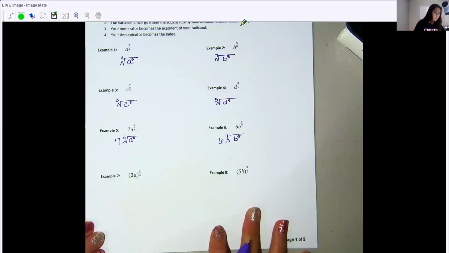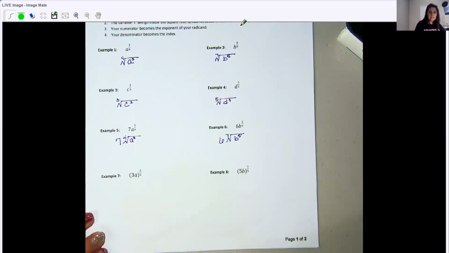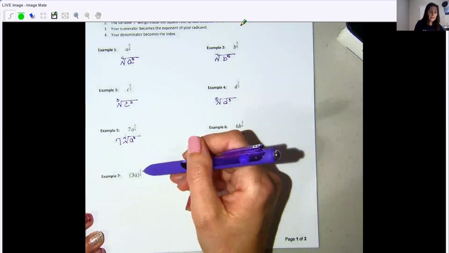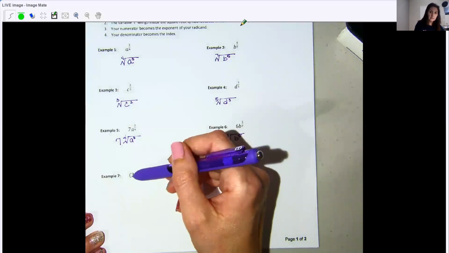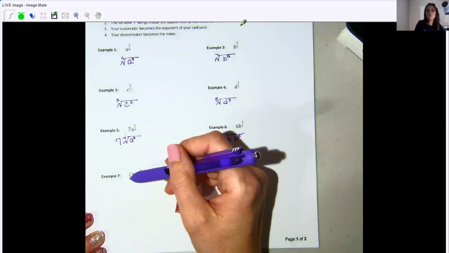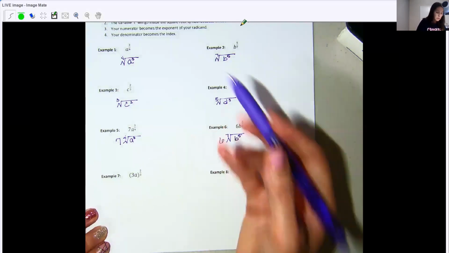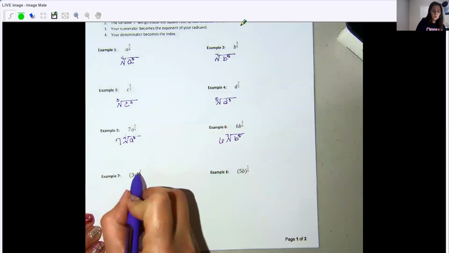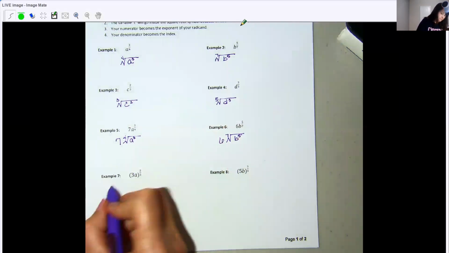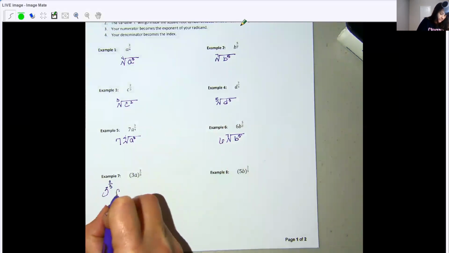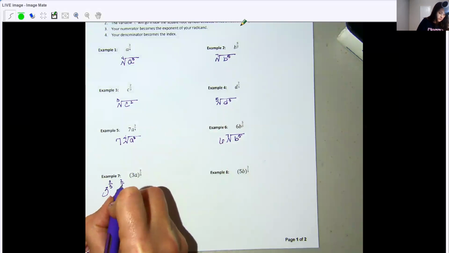Okay, examples 7 and 8 are just slightly different. Notice that you have a term inside of a parentheses with the exponent on the outside. That means that we have to apply the exponent to both terms, and then both of those terms will end up going into your radical symbol. So my very first step is to apply the 2/3 to both terms on the inside. So I have 3 to the power of 2/3, and I have a to the power of 2/3.